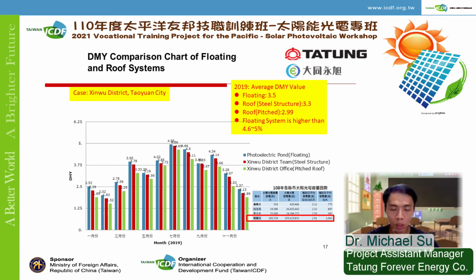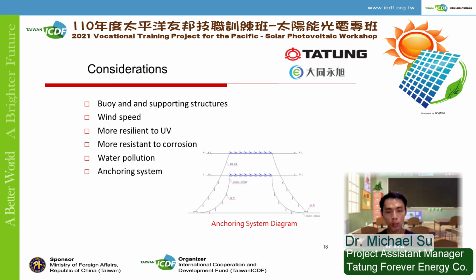This chart was also mentioned in our previous sessions, and that is for the systems built on the water, their power generation is indeed greater than that of the flat or diagonal roofs, and it is higher than the two by nearly 5%. I've also mentioned before that the most important thing for these kinds of sites is the way they anchor the sites, which is the core technique in these sites.